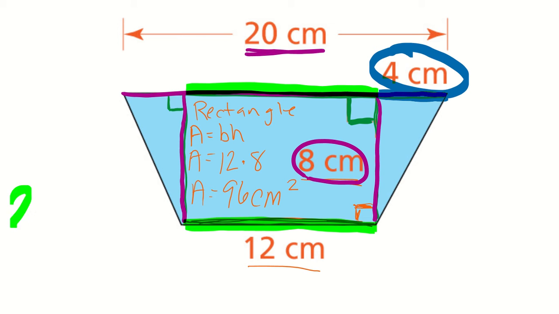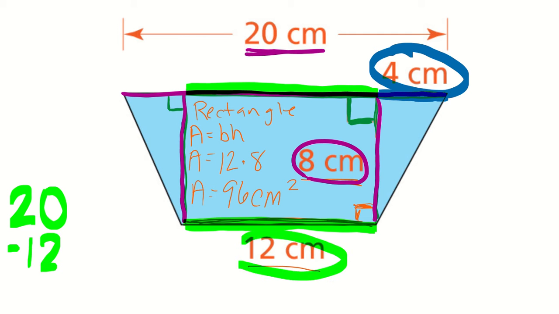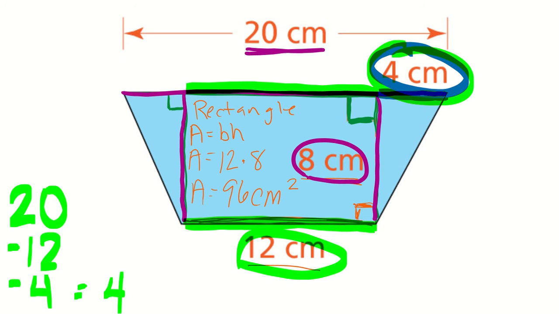So I have my 20 centimeters, and I'm going to subtract 12 for the base of the rectangle, and I'm going to subtract 4 for the base of this triangle over here. And 20 minus 12 gives me 8, and 8 minus 4 gives me 4. So this over here is also 4 centimeters.